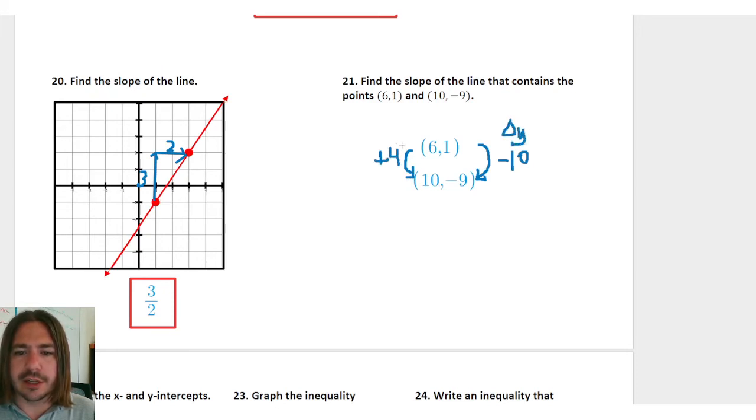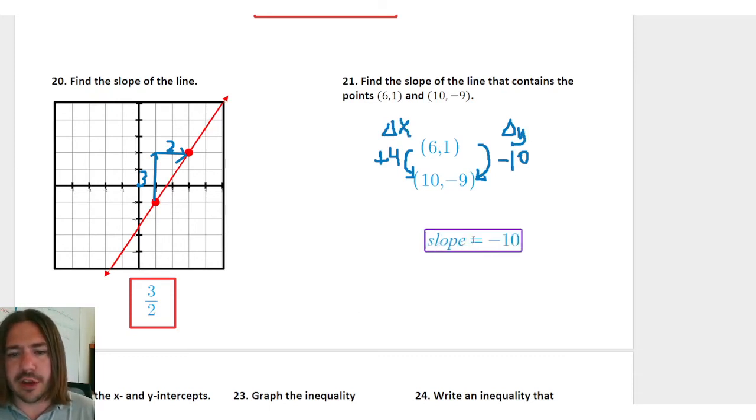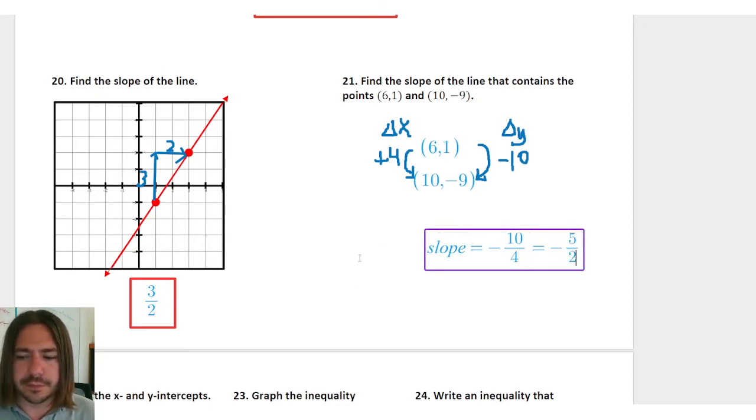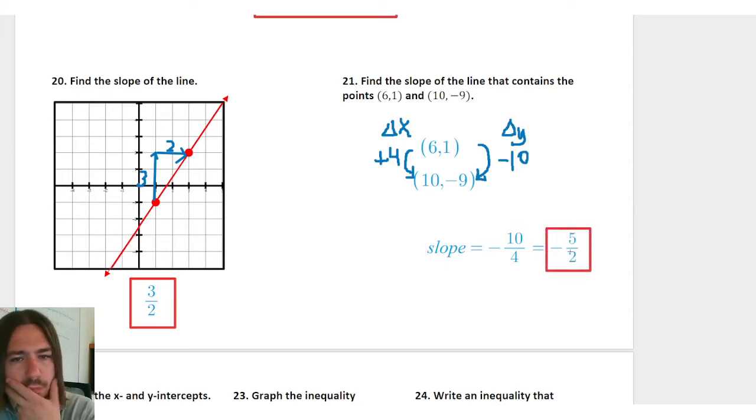Okay, so this is my change in y, or my delta y. And, oh gosh, I should really type that. And this is my delta x. And since slope is change in y over change in x, my slope is going to be -10 over 4, and that will reduce to -5/2. All right, there's number 21.